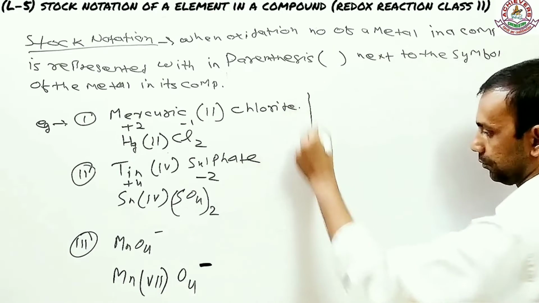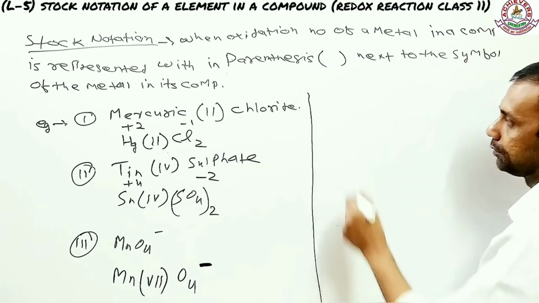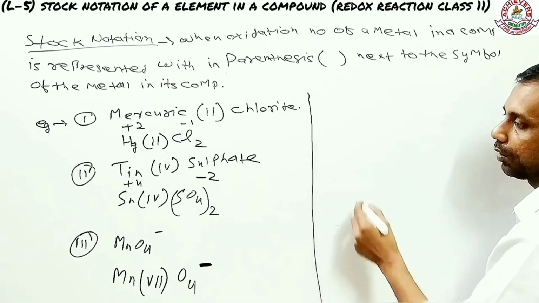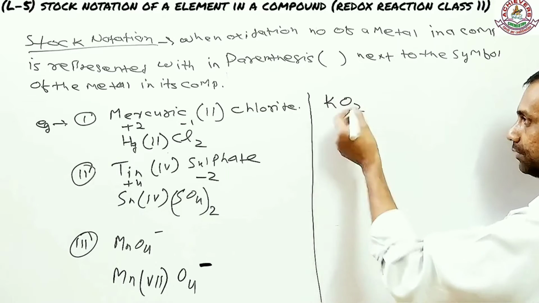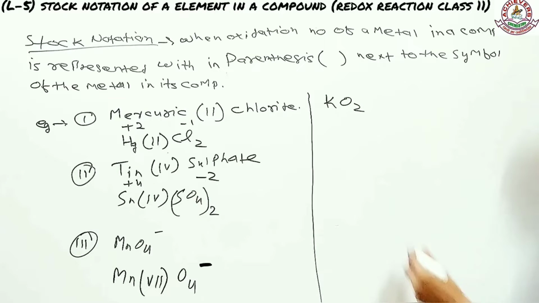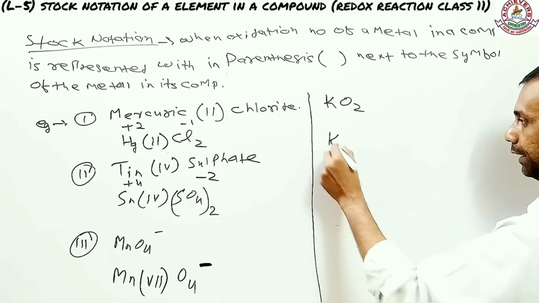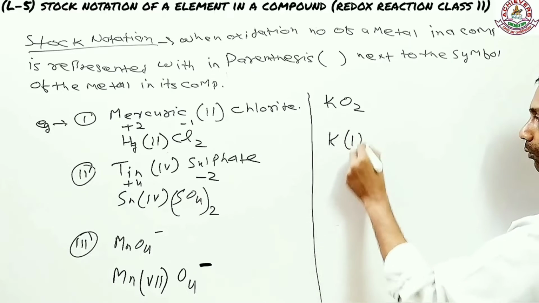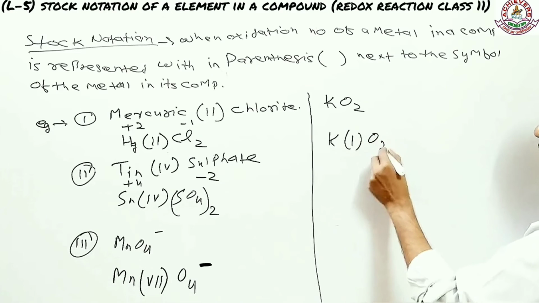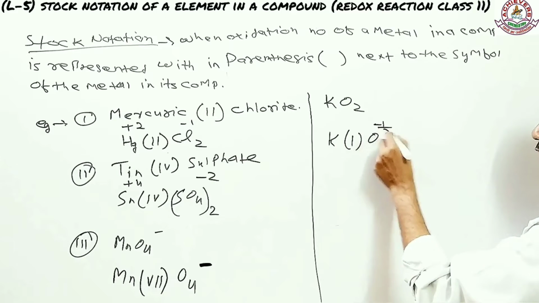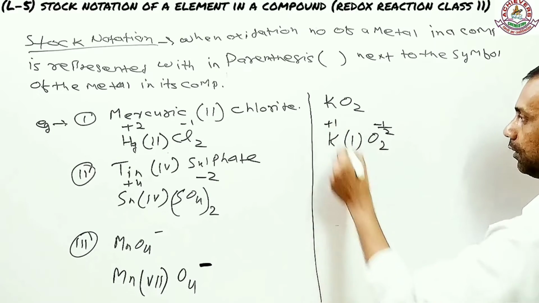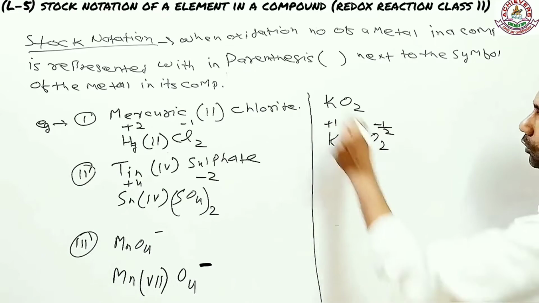Take another example, like potassium oxide. This is a superoxide, if you remember. Then it's going to be K, with 1. And if you remember, superoxide has a particular charge, so this is your fourth example.